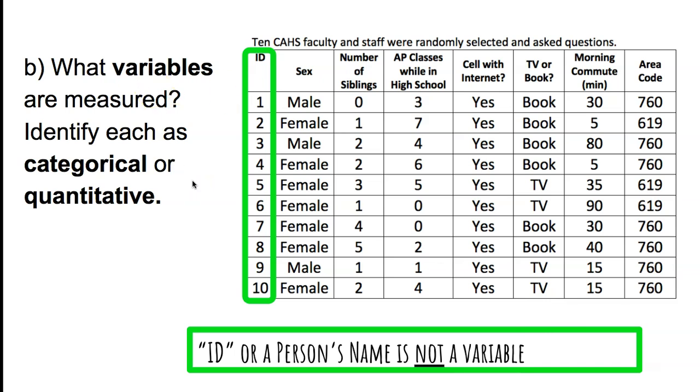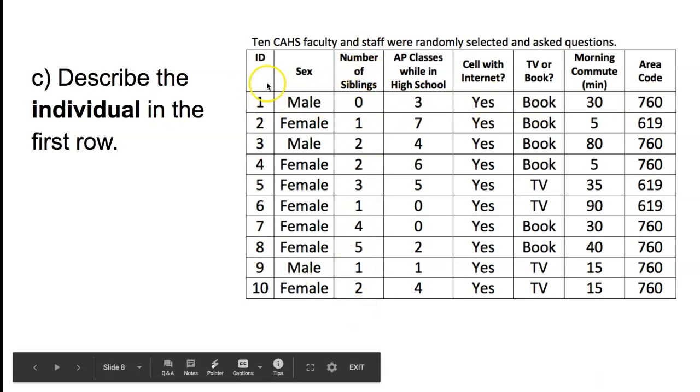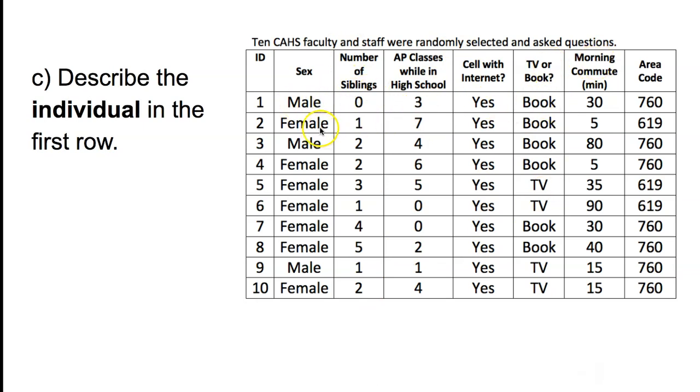So those are types of variables. Describe the individual in the first row. With data like this, a row is an individual and a column is a variable. Other than this ID, column is not a variable. But columns are typically variables in spreadsheets like this, or tables, and then rows are individuals.